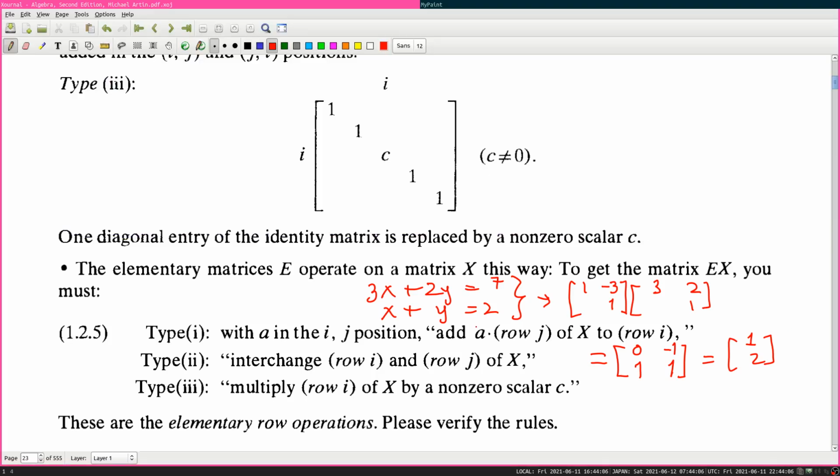In type 2, that's interchanging 2 of the rows, so that's just transposing 2 of the rows. If you have a system of linear equations and you just change the order of the equations, it doesn't change the system of linear equations. It doesn't change what the solutions are. The order doesn't matter. And then type 3 is just multiplying one of the linear equations by a constant. That again does not change the linear equation.